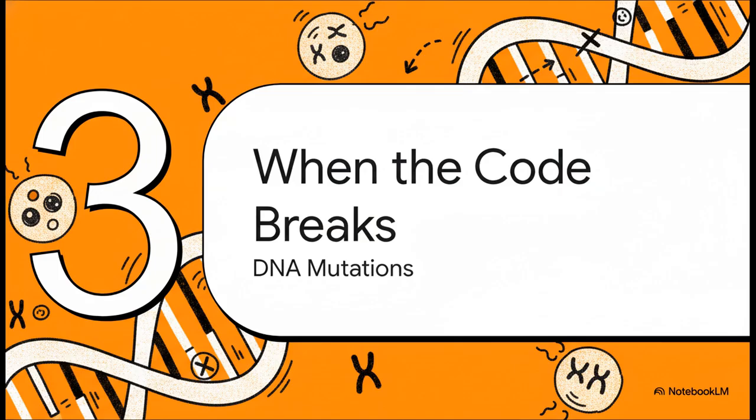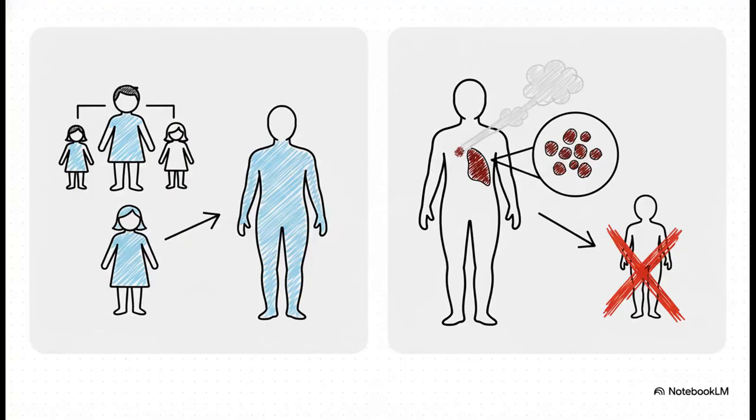Well, it all comes down to a typo, a little mistake in the DNA code itself, a mutation. And you have to know not all typos are created equal. A germline mutation, that's the one you inherit. It's in every single cell of your body, and yep, you can pass it on.